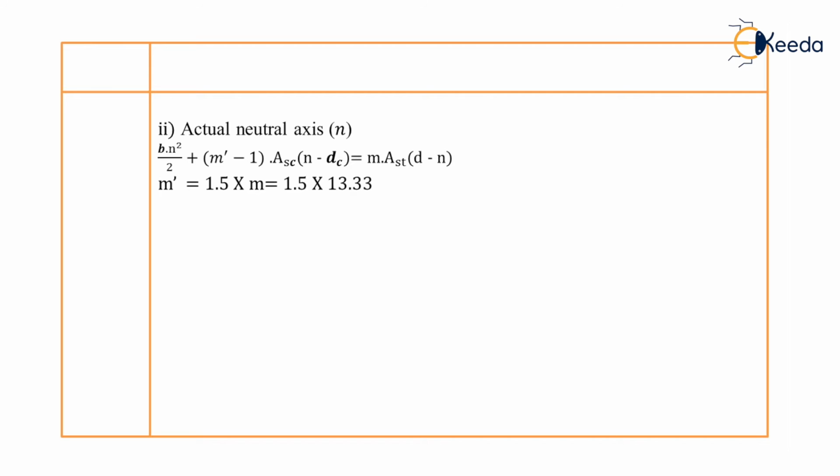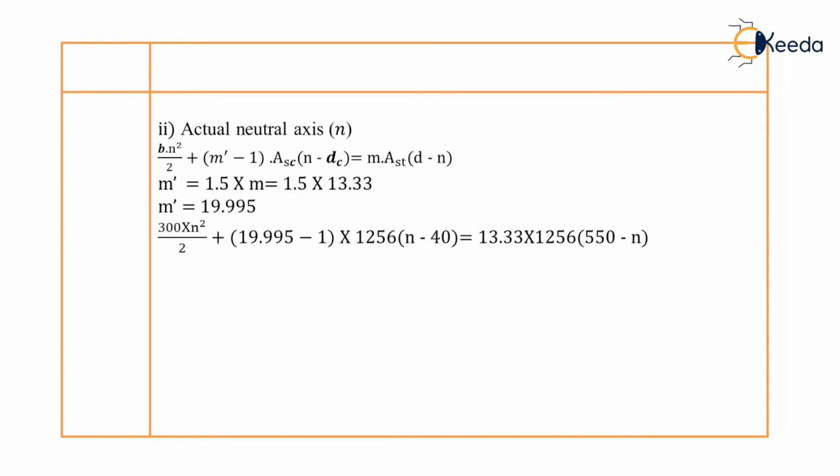Then we will find out our actual neutral axis, that is N. We have the formula here, but before moving to the formula, we have to calculate the M dash value. M dash is equal to 1.5 times M, which is 1.5 into 13.33, which is equal to 19.995. So we have the equation to find the actual neutral axis: B into N square upon 2 plus M dash minus 1 into ASC into N minus DC, which is equal to M into AST into d minus N.